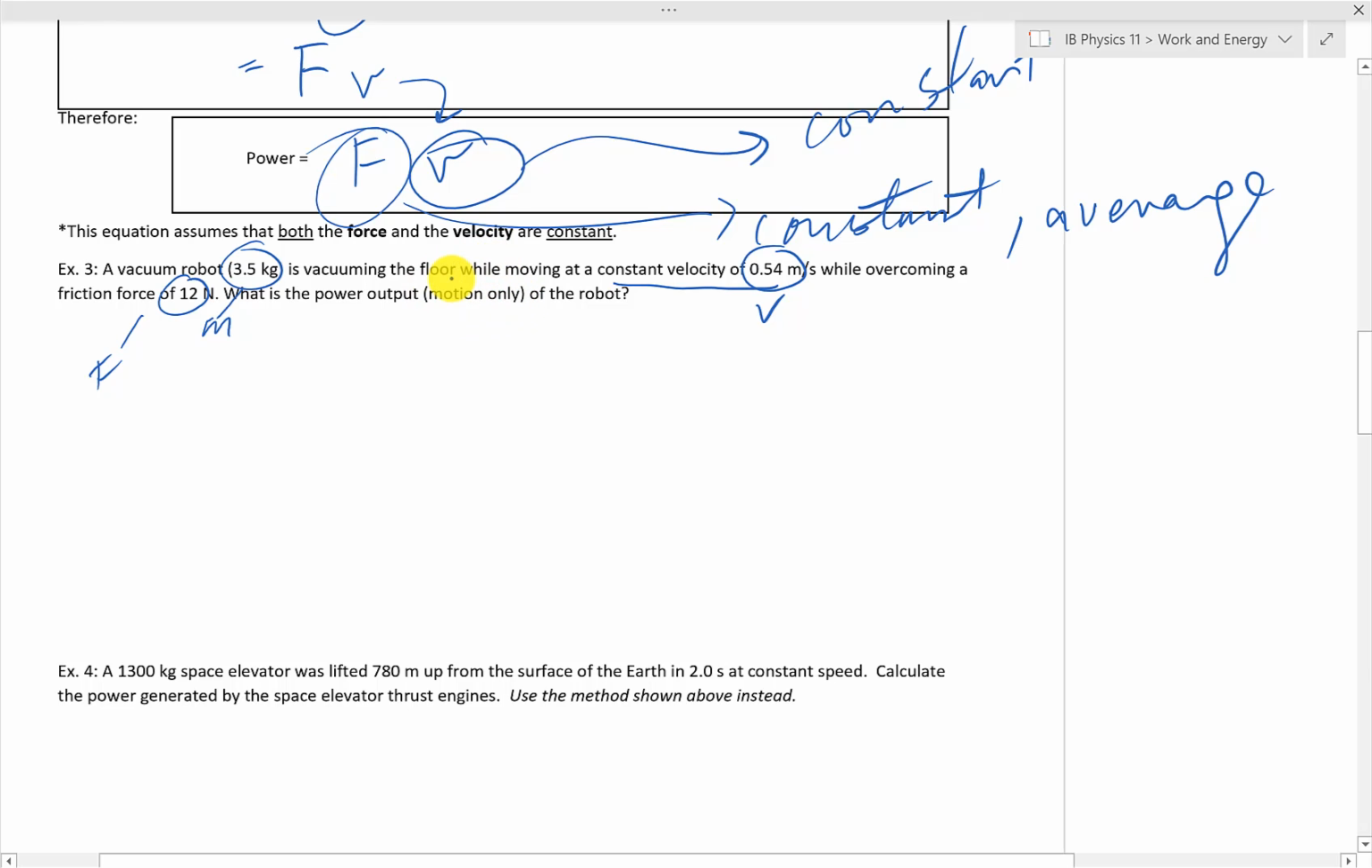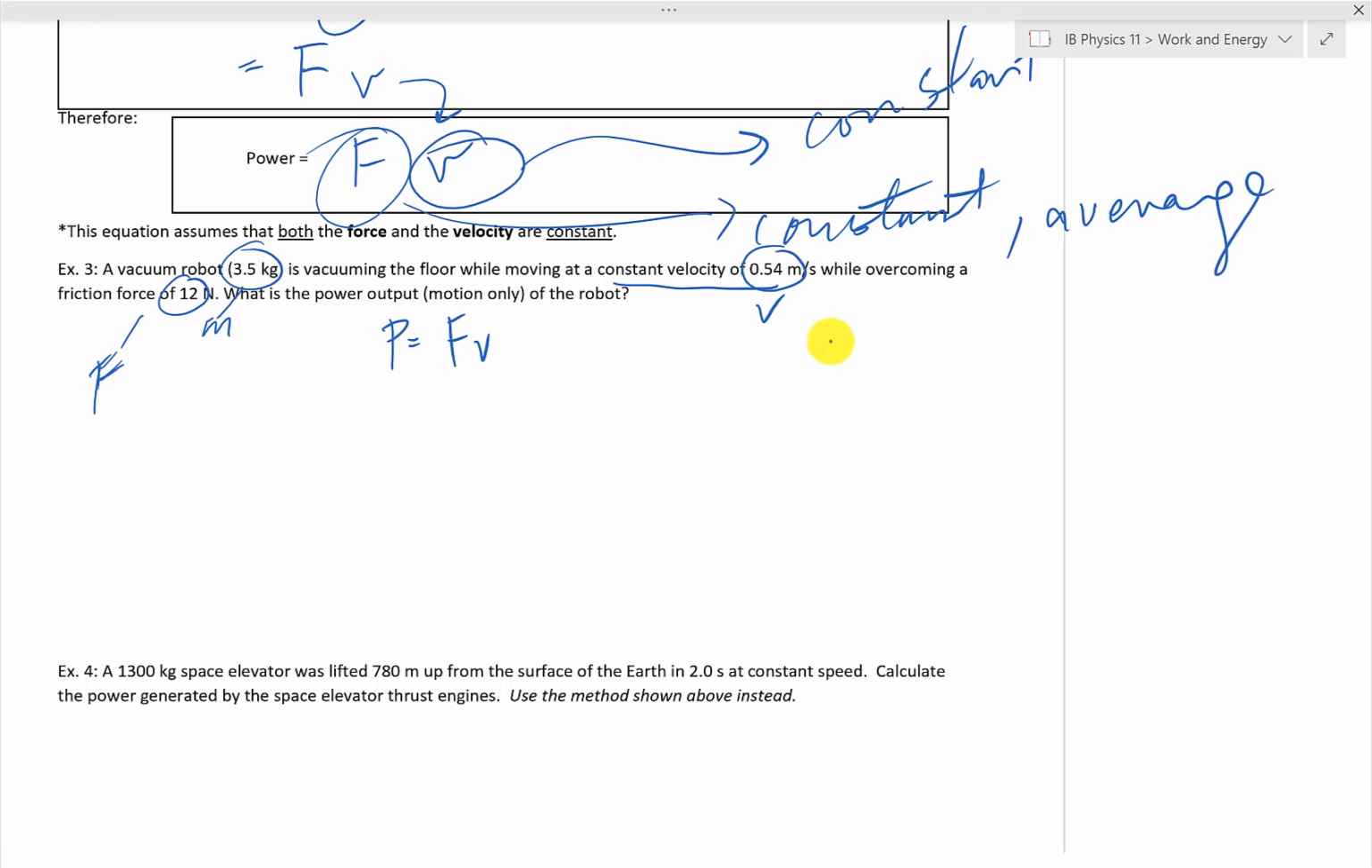And we're talking about the motion. We're not talking about anything else, like vacuuming and sucking and all that stuff the robot does. Okay, so just talking about motion. To use our power equation, it has to be the force that is used to move the vacuum robot forward at this constant velocity, which is not the friction force, okay? So we can't just go ahead and use that 12 newtons yet.